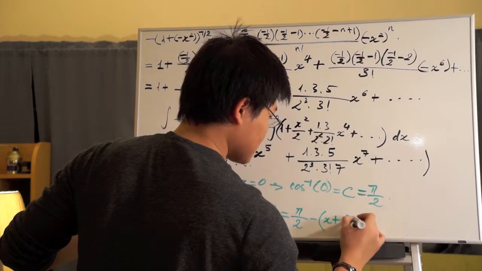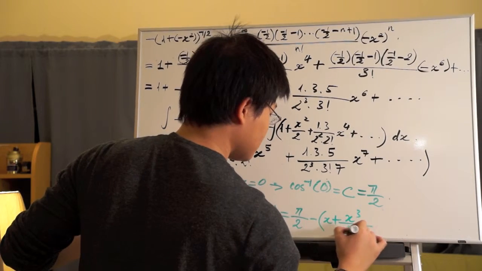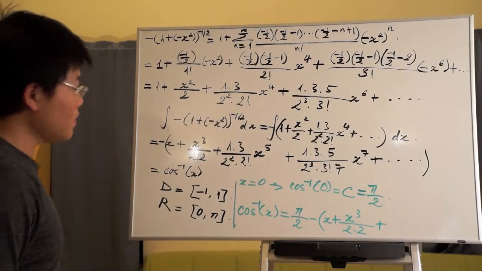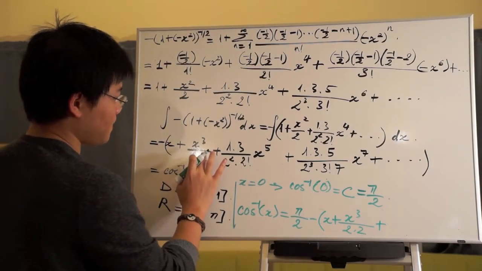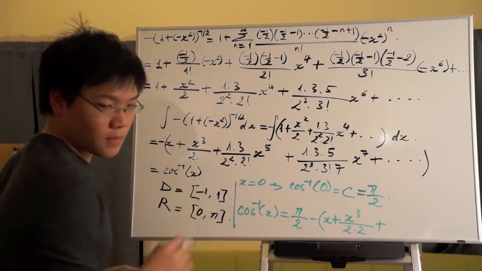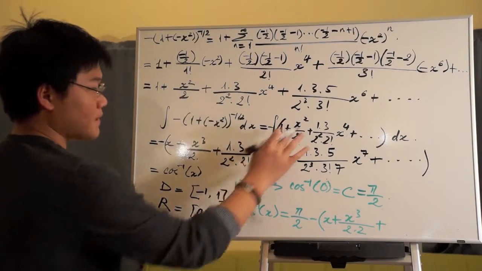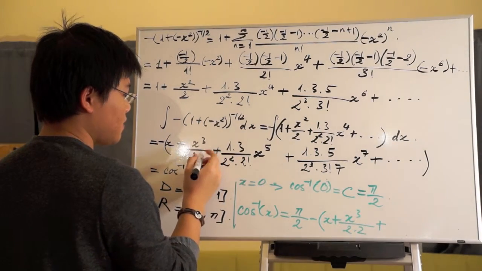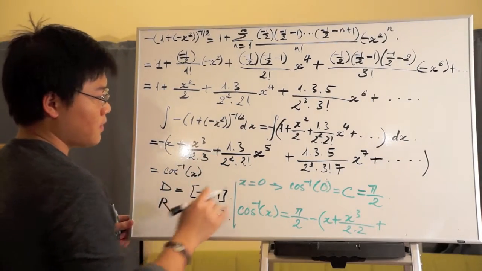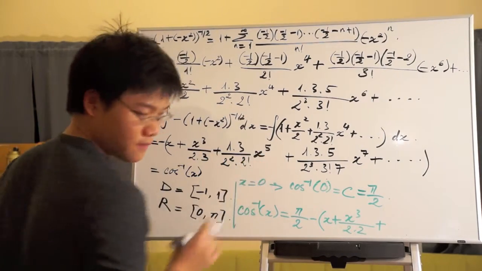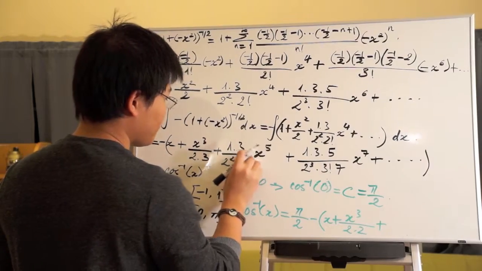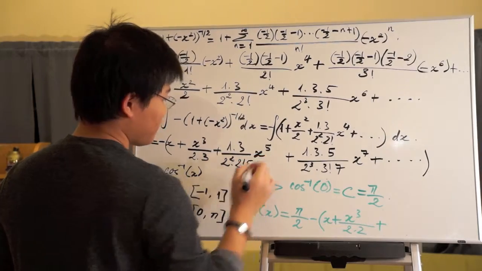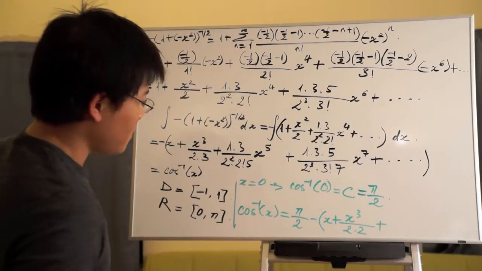plus x cubed over 2 times 3. I'm sorry, this is 3, because we integrate x squared over 2, right? X squared over 2, so this here is 3. Right? And here is 5. So 2 factorial 5. Okay?